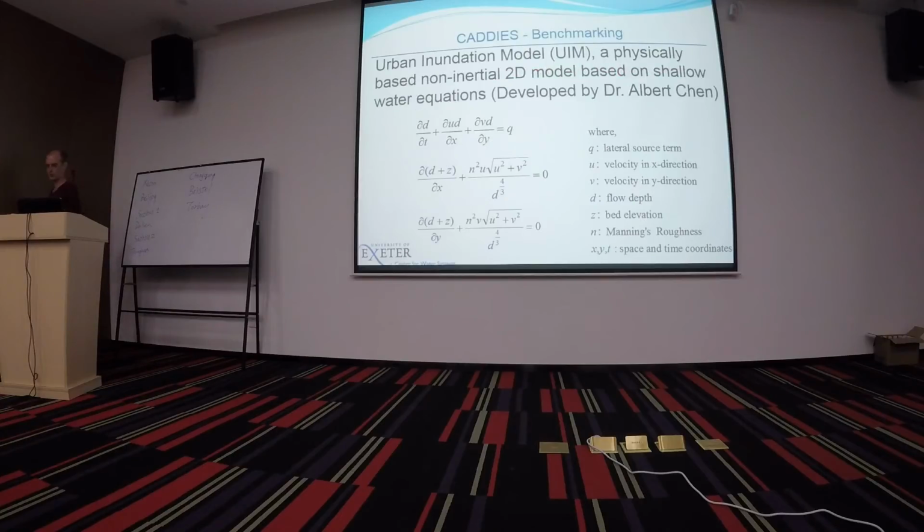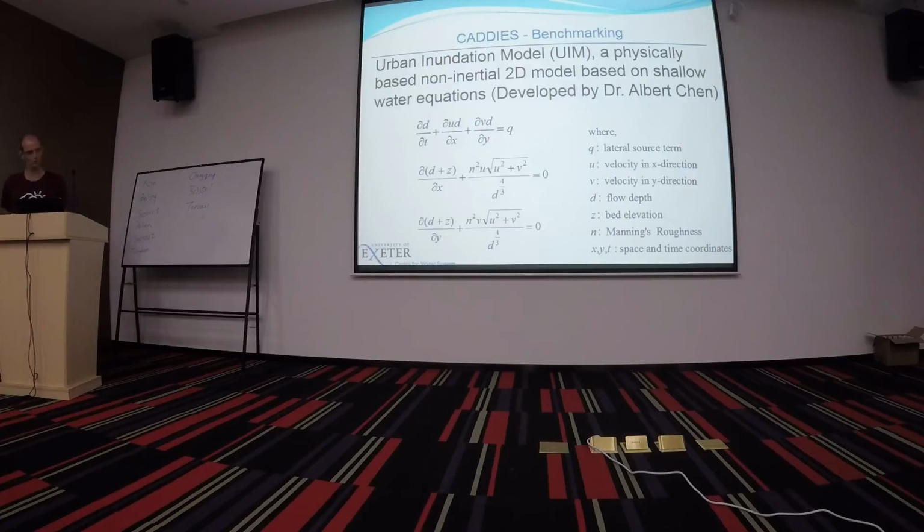So we have done some benchmark test cases. We've used not just InfoWorks, but UIM, which is effectively Albert's system, which is a fully hydraulic inertia 2D shallow water equation model. So the algorithm here is much slower, but it is considered accurate. So it makes a good benchmark to compare it to.